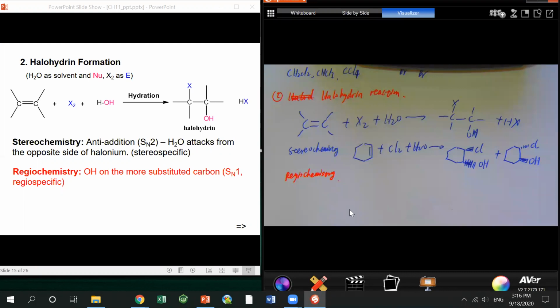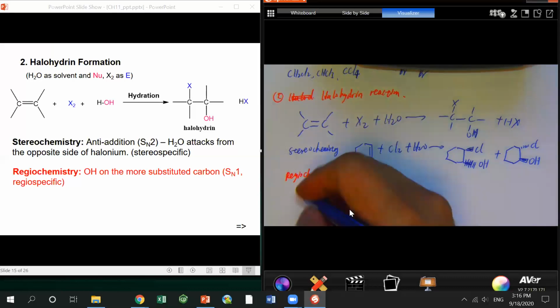All right, so why is that? OH goes on the more substituted carbon. The reason for that is the intermediate we generate, so first I'll draw you guys the reaction, the regioselectivity.